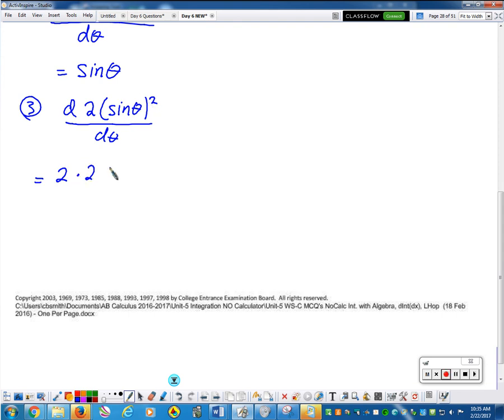So let's bring down the 2, multiply by the something, raised to the new exponent, which would be 1, multiply by the derivative of that something. So that's equal to 4 sine of theta cosine of theta.